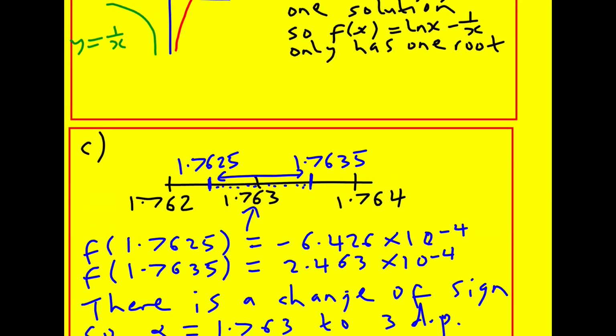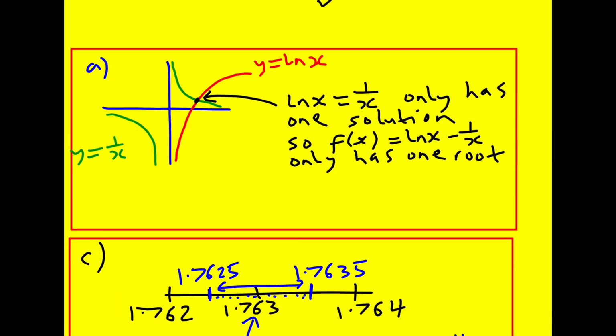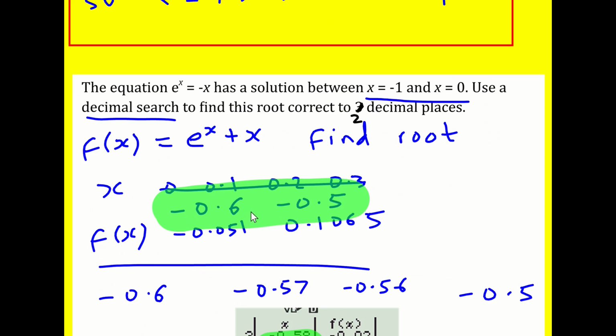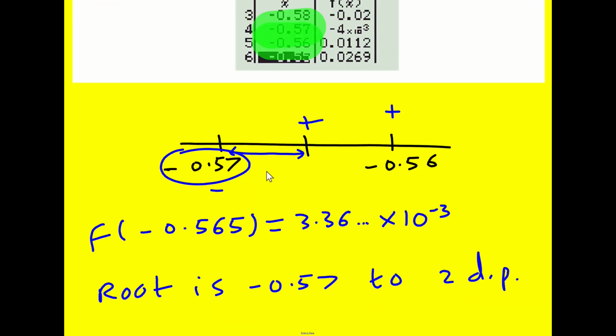So there we have it. There's the sign change rule, and here is how you can implement it. Oh, some of my graphics have disappeared, but here's how you can implement it using a decimal search to narrow it down. We will look at more sophisticated methods in upcoming lessons.